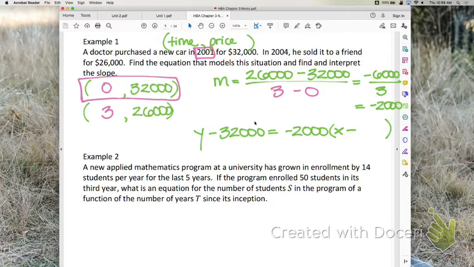And in fact, would I have had to do point slope form at all? No, because the slope would be negative 2,000, and what would be my y-intercept? 32,000. So I could have gone right to this.